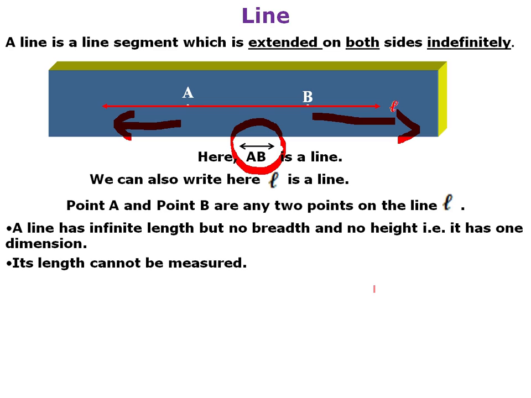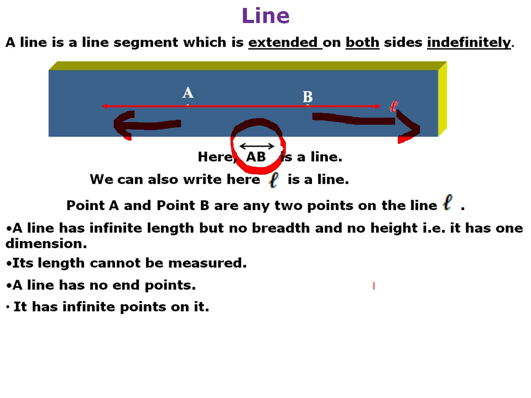Its length cannot be measured because its length is infinite. How can you measure? A line has no endpoints. It has infinite points on it. So you see, infinite points on it. There are not only A and B over it. So there are infinite points over this line l.